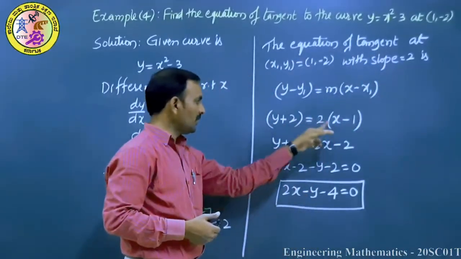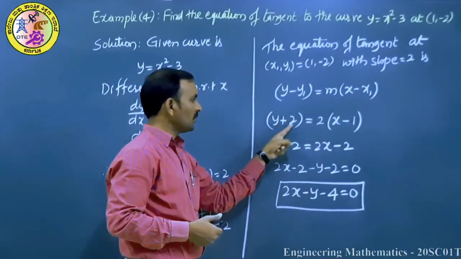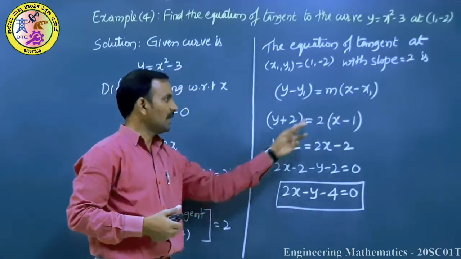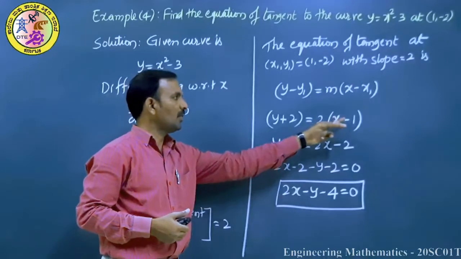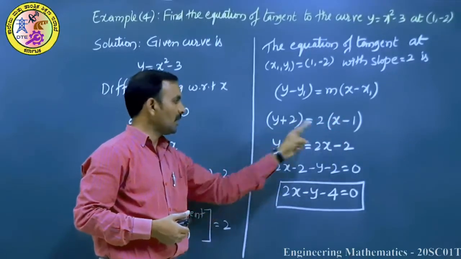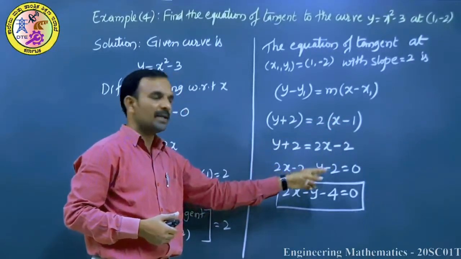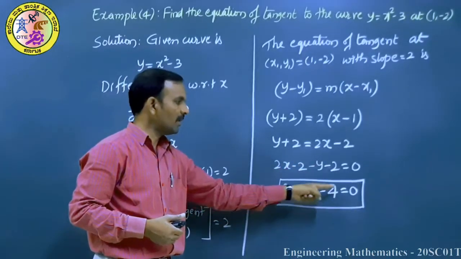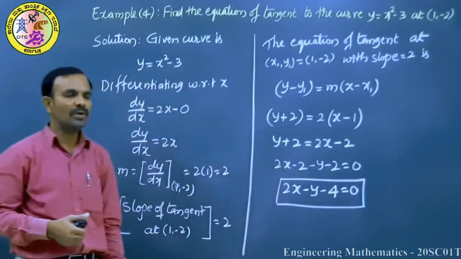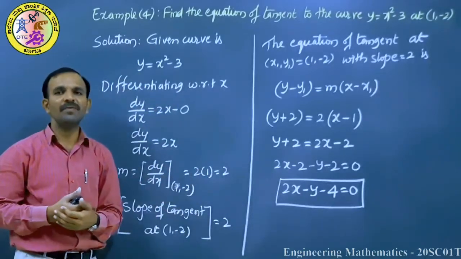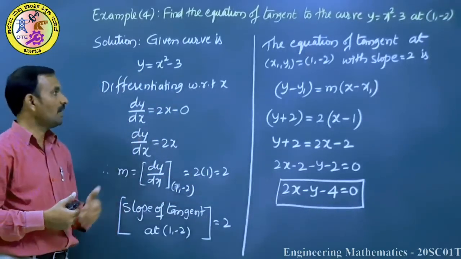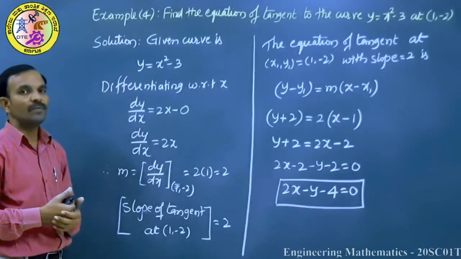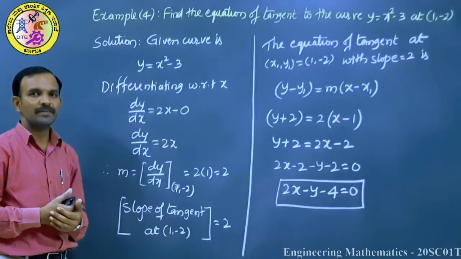If you substitute these two values, you will get y plus 2 equal to 2 into x minus 1, that is 2x minus 2 into 1, 2. So 2x minus y minus 2 becomes minus 4 equal to 0. That is the required equation of tangent. You can note down.